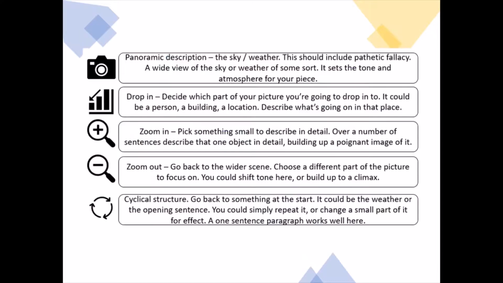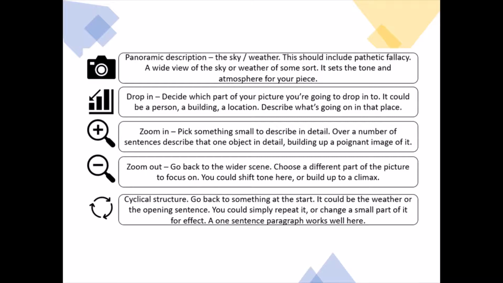Okay, what did we do next? We thought about the structure and we worked out what order you are going to take your journey on through your picture. So you're starting off with your panoramic description, your wide view. You can include bits of the weather. Then you drop into part of your location. Where are you going to start within your picture? Is it the person? Is it an object? What's going on? If you're using a person, you can describe that person's thoughts if you wish. Then you really zoom in on something in detail, real forensic description of something.